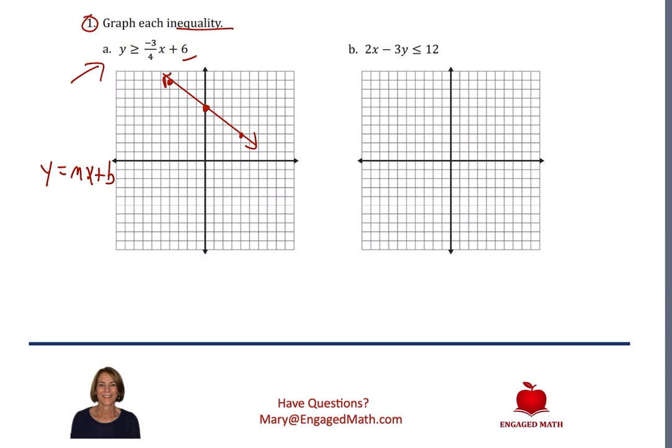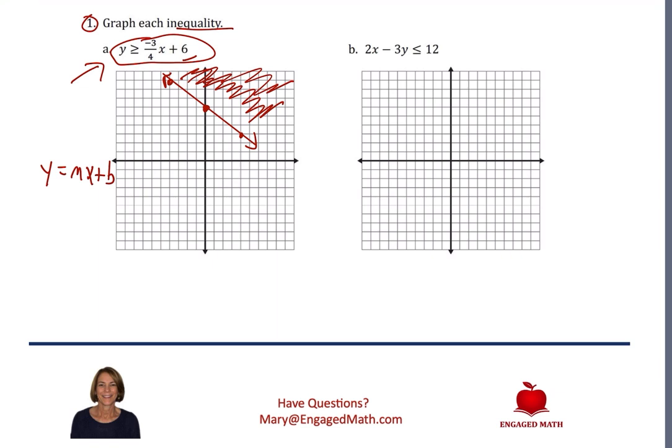So now we just have to decide whether we're going to shade above the line or below the line. To do that, there's two ways that we could think about it. One is, if we look at the inequality, the y values have to be greater than or equal to the points on the line, which means the y values are greater when we're up here. So all this portion here, all those values are solutions to this inequality.